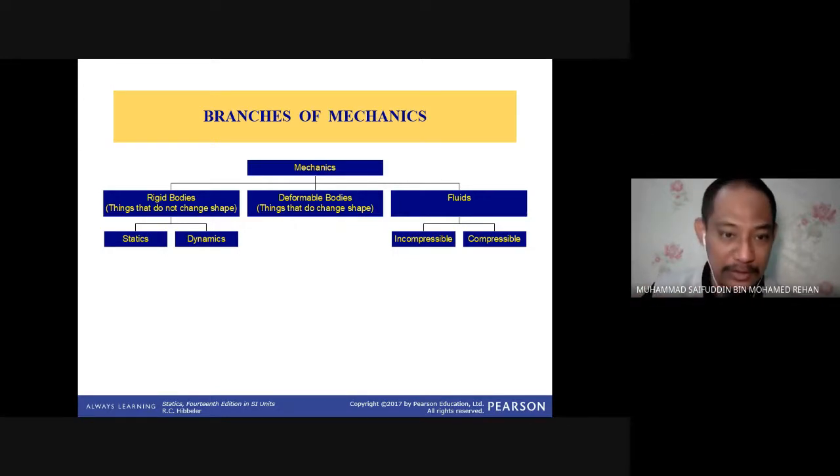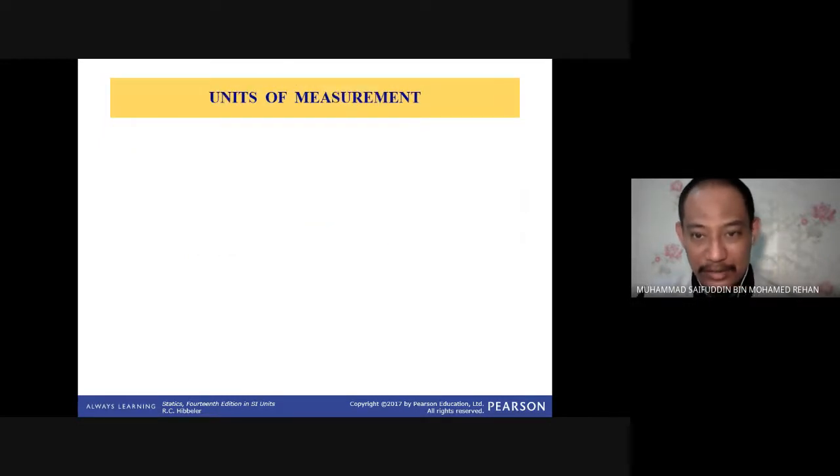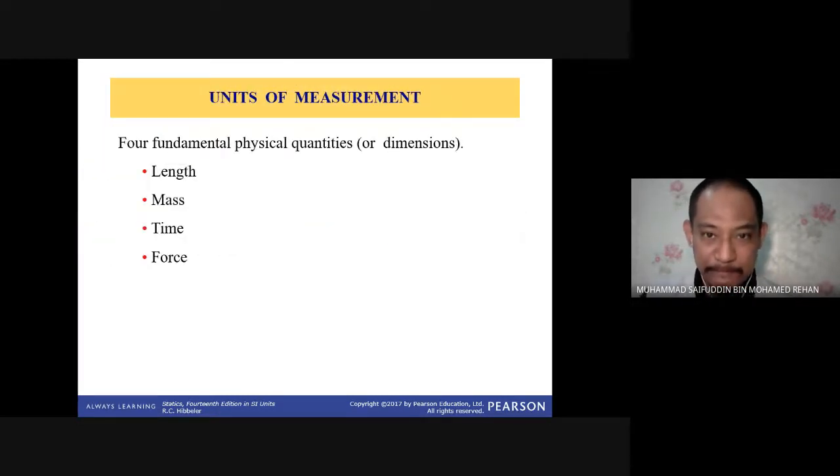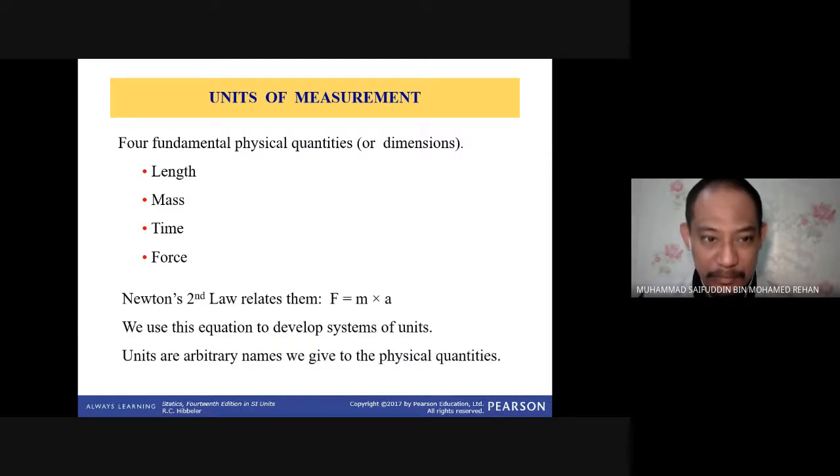Just that the body is different in that sense, right? So now we are taking statics. These are the 4 fundamental quantities. I think you know this: length, mass, time, and force. You should know also already what is Newton's second law. This is fundamental behind this kind of subject. F equal to m times a, force equal to mass times acceleration, right?